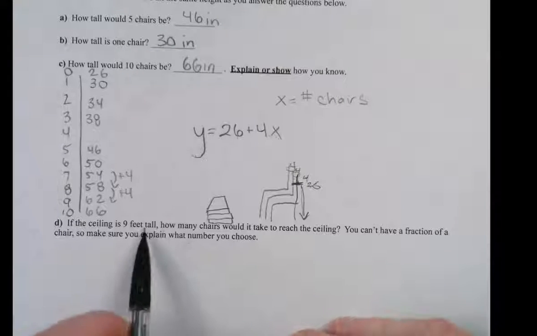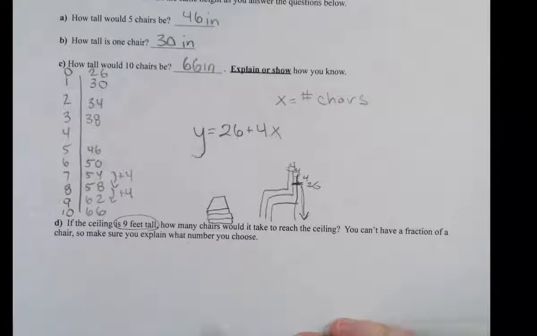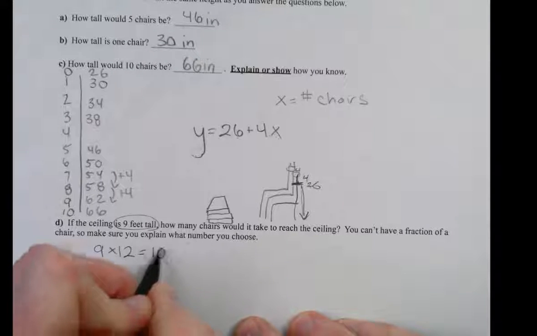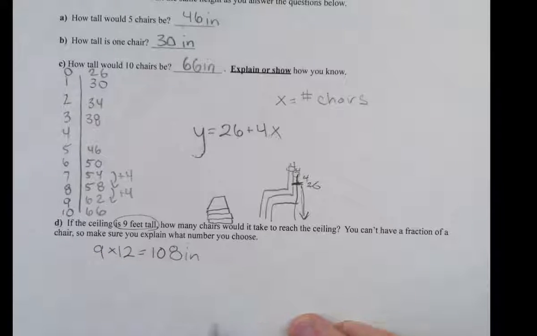The ceiling is 9 feet tall. Okay, we have a problem because everything's in inches. So we have 9 times 12 is 108, 108 inches. How many chairs would it take to reach the ceiling? You can't have a fraction of a chair, so make sure you explain what number you choose.